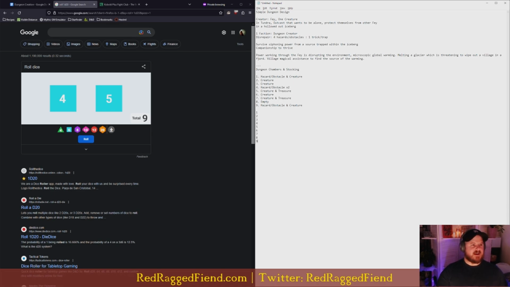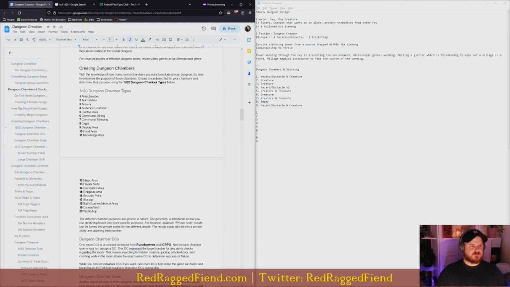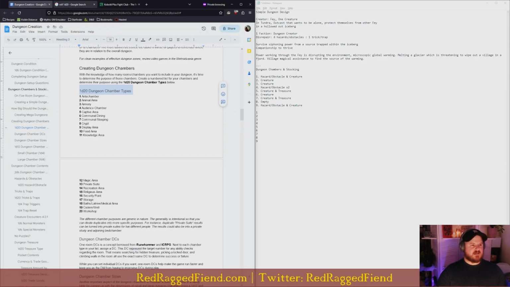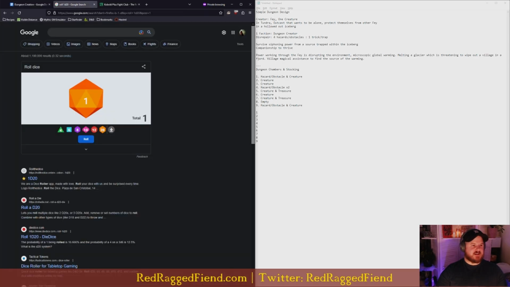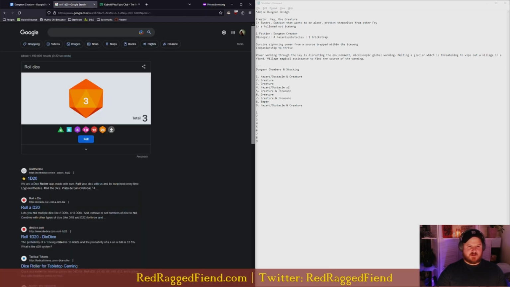go back up here when we talked about our different dungeon chambers. So we've got 1d20 different chamber types, and we can kind of assign those. And these are really generic. And if we roll doubles, you'll understand why they're generic. Alright, 1, antechamber. That's easy. Antechamber and an armory. Okay.